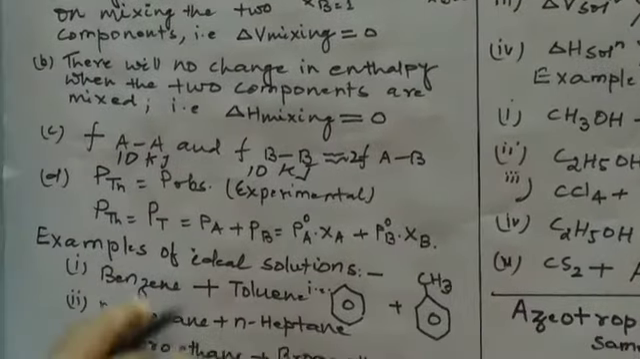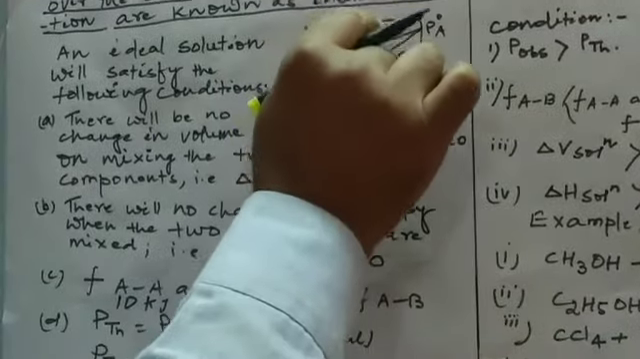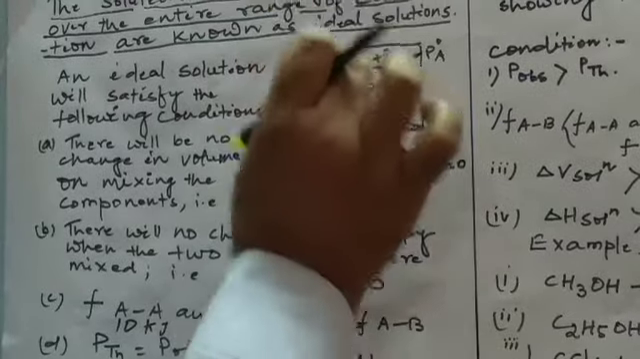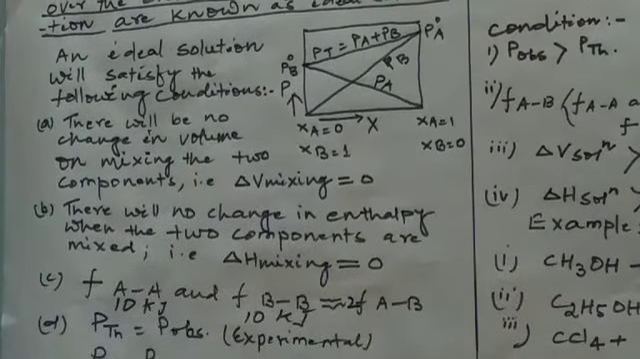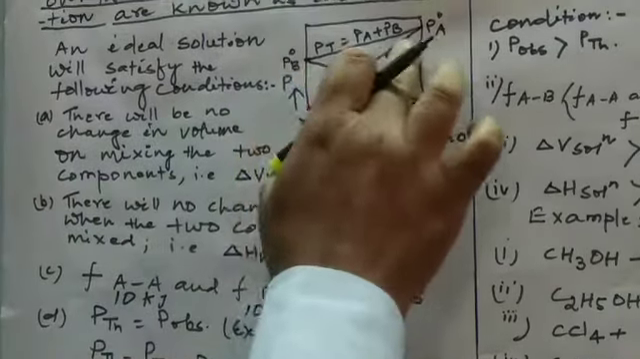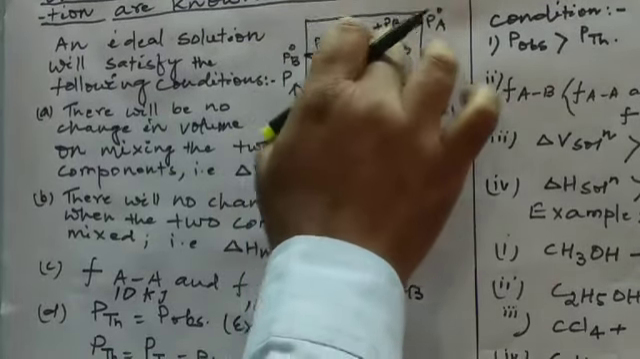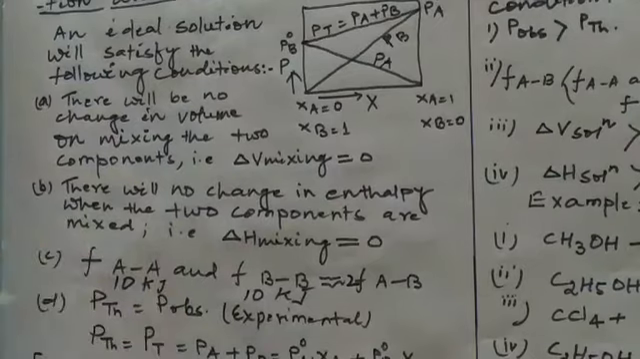And the observed vapor pressure, that we will calculate from the apparatus, that is a manometer or barometer. So if the two vapor pressures come equal, then the solution is said to be an ideal solution.